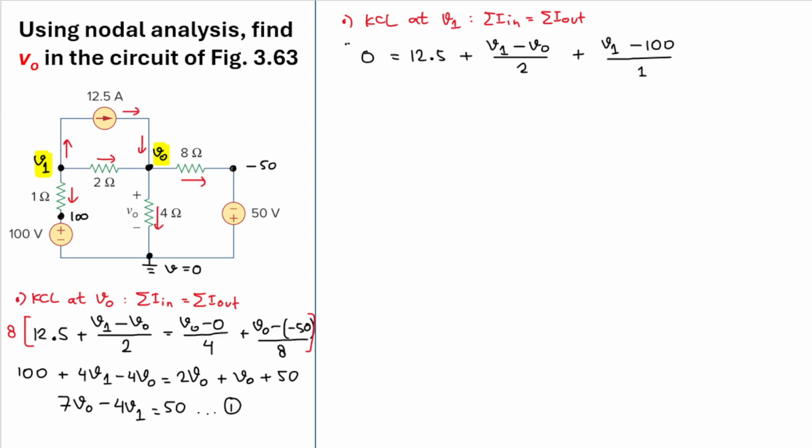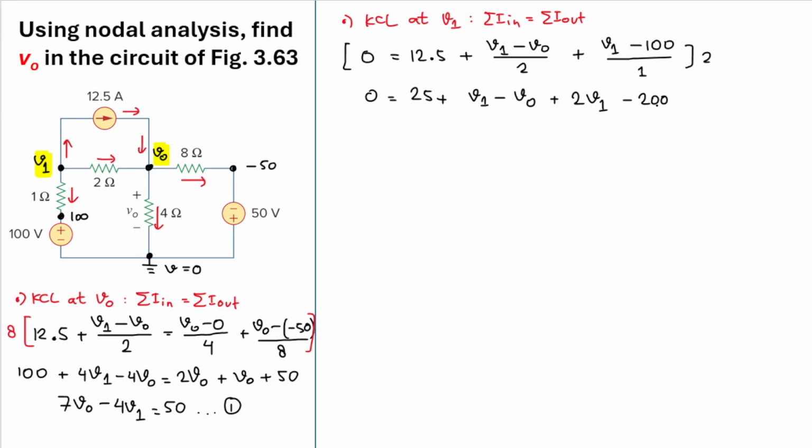Okay, let's multiply both sides by 2. Why? Because I want to cancel out all the denominators here. So I'll have 0 here, and then 12.5 multiplied by 2, that will be 25. And then these 2 will cancel each other, so I'll have v1 minus v0. Okay, and then this one will be plus 2v1 minus 200, right? Because we multiply this numerator by 2. Good.